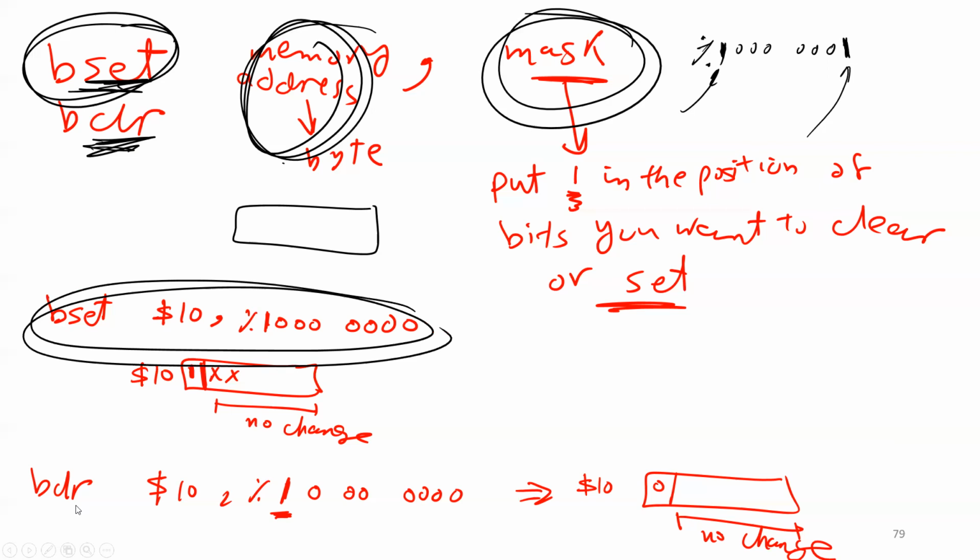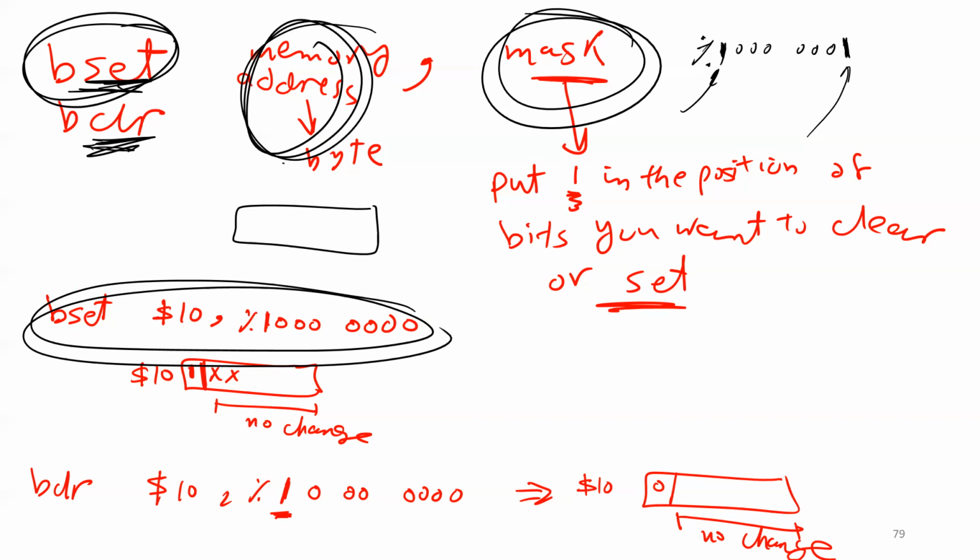What if you want to clear? Very easy, just a bit clear. Okay, so what's going to happen here? It's the same thing. The byte at the location address number 10. In this byte, I want to clear bit 7, and I don't want to change the other bits. Okay, guys, I can just use this one. Very easy. Okay, guys, any questions?